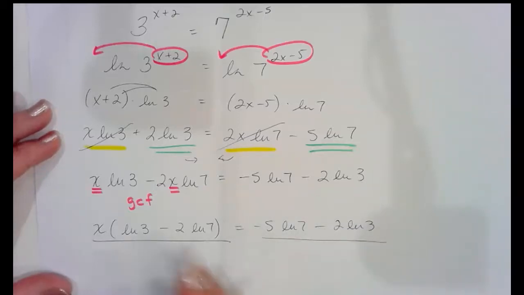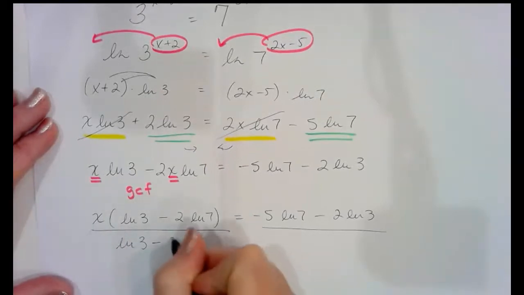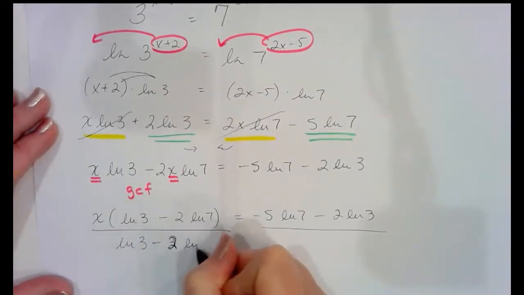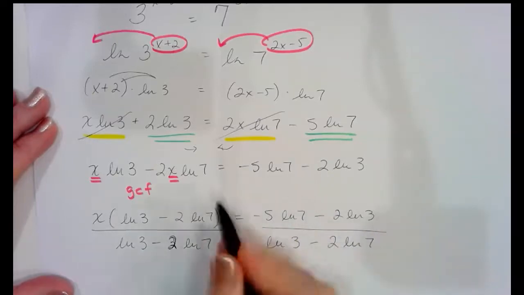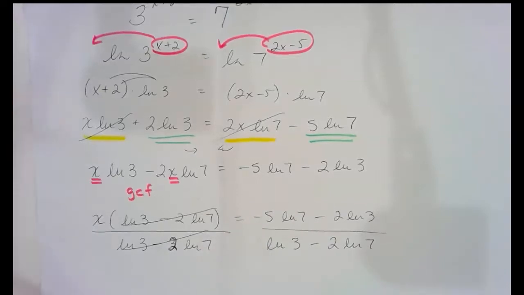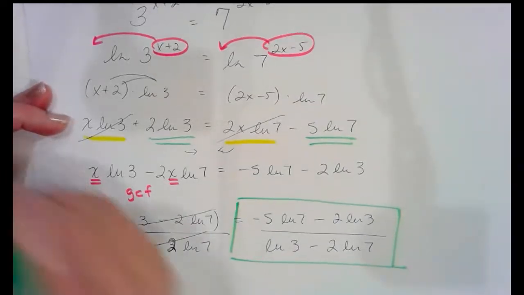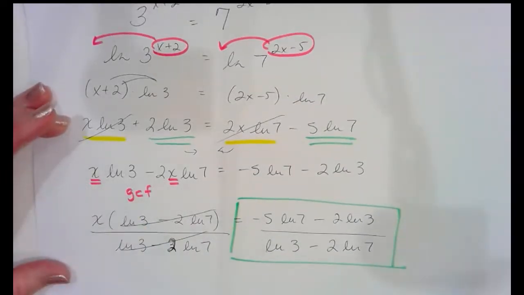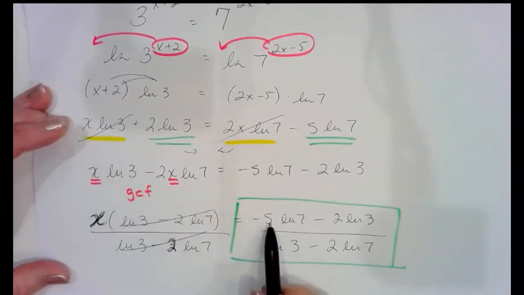So this is what we are going to now divide both sides by. Cancel, cancel, and this is our answer in terms of the natural log. So there's x. X equals negative 5 ln 7 minus 2 ln 3 all over ln 3 minus 2 ln 7.